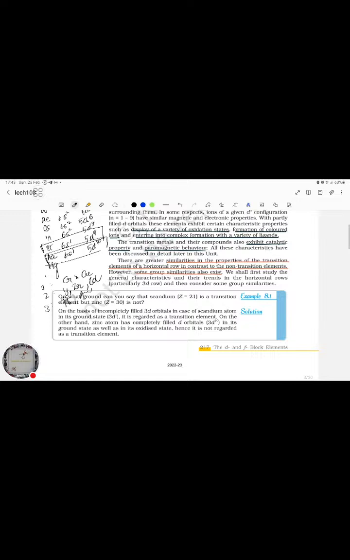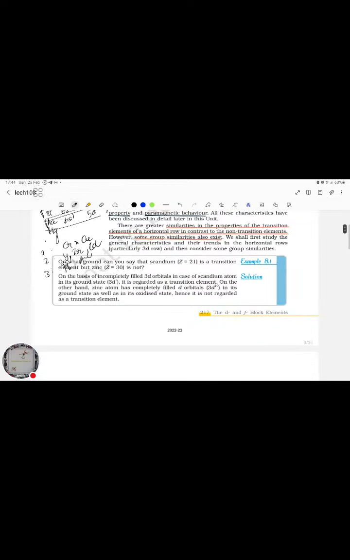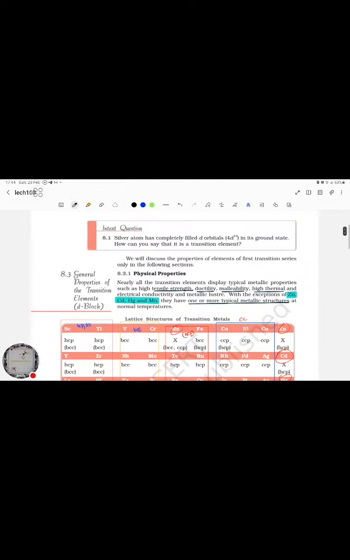So moving down, there are greater similarities in the properties of the transition elements of a horizontal row in contrast to the non-transition elements. That is, in non-transition elements there are only group similarities, but in transition elements we will have similarities even in the horizontal rows, that is in the periods as well. So we shall first study the general characteristics and their trends in the horizontal rows and then consider some group similarities.